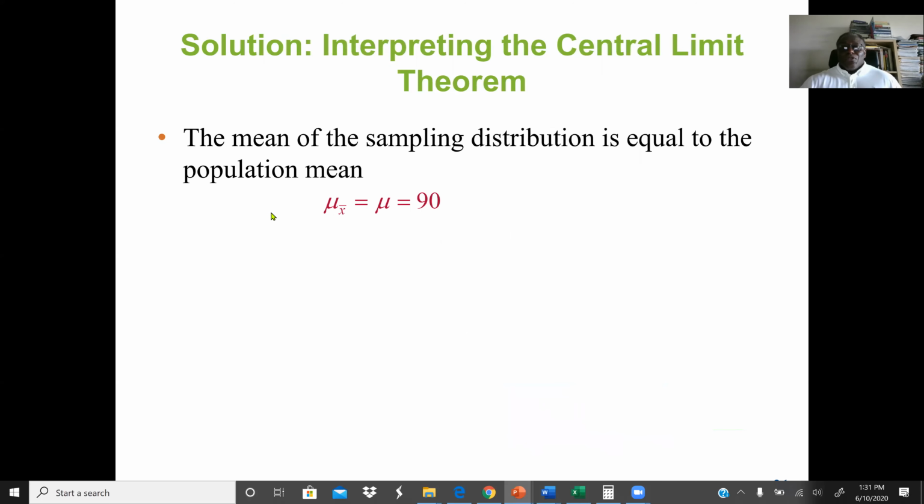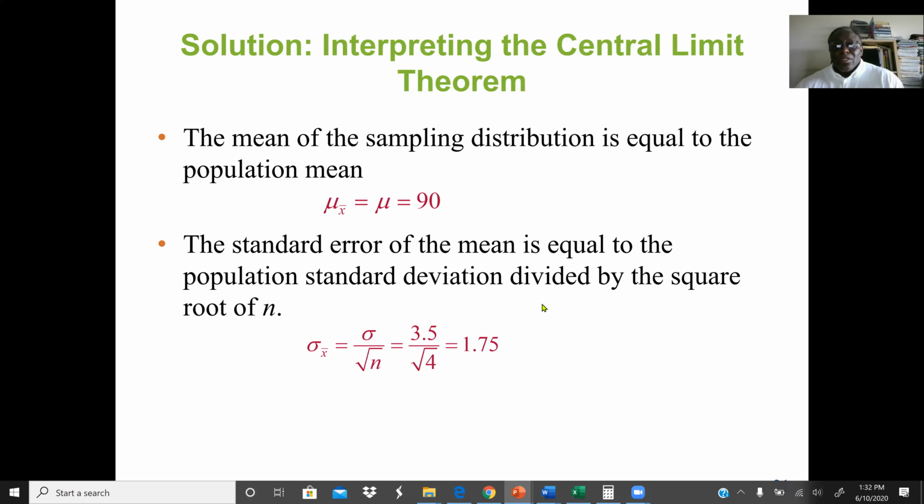So we know the first rule again, the mean of the sampling distribution is equal to the population mean. So we have the mean of the sampling distribution equal to the population mean, and that gives us 30. Then we find the standard error of the mean, which will be the population standard deviation divided by the square root of the sample size. So we have 3.5, which is our population standard deviation, divided by the square root of 4.